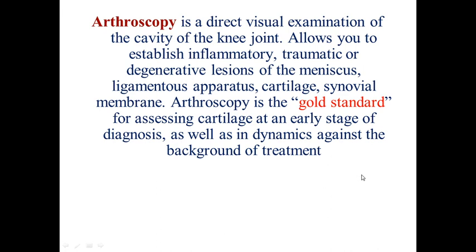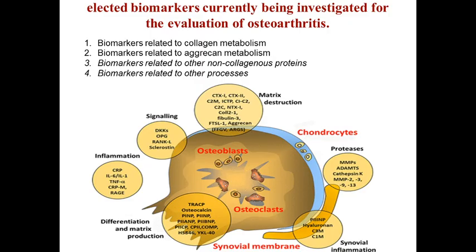Here is also arthroscopy, a direct visual examination of the cavity of the knee joints, which allows you to establish inflammatory, traumatic or degenerative lesions of the meniscus, ligamentous apparatus, cartilage, synovial membrane, and arthroscopy is the gold standard for assessing cartilage at the early stage of diagnosis, as well as dynamically against the background of treatment. Here is ultrasonography. It's very important. Arthroscopy, very important method. And also sometimes we use the detected biomarkers currently being investigated for evaluation of osteoarthritis.